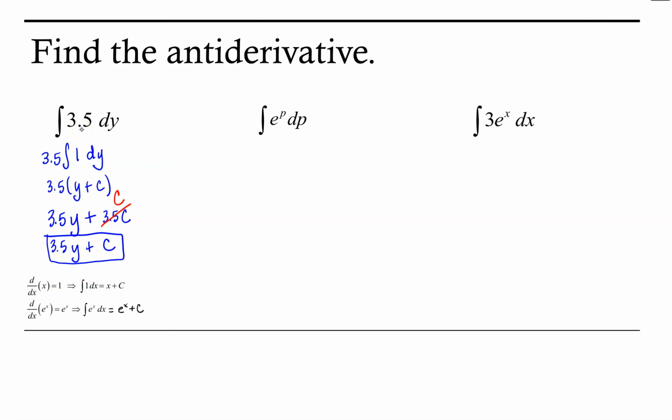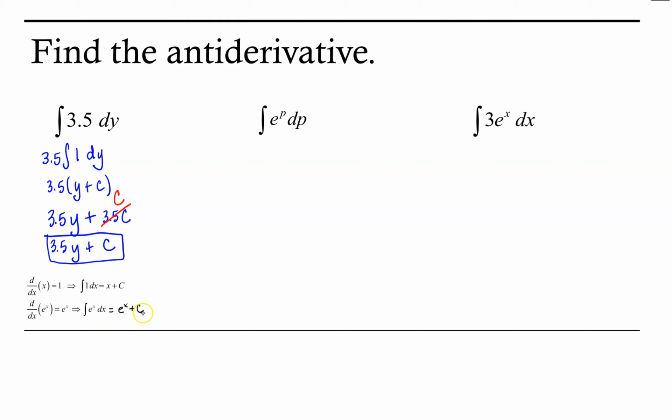In our next example, we have the antiderivative of e to the p dp. So in this case, our function is a function of the variable p. And we use what we know about the derivative of an exponential function. We know that the derivative of e to the x is e to the x. So if I'm to invert that process and I want to integrate e to the x, what's the original function I would have started with? Well, I would have started with e to the x plus some constant.